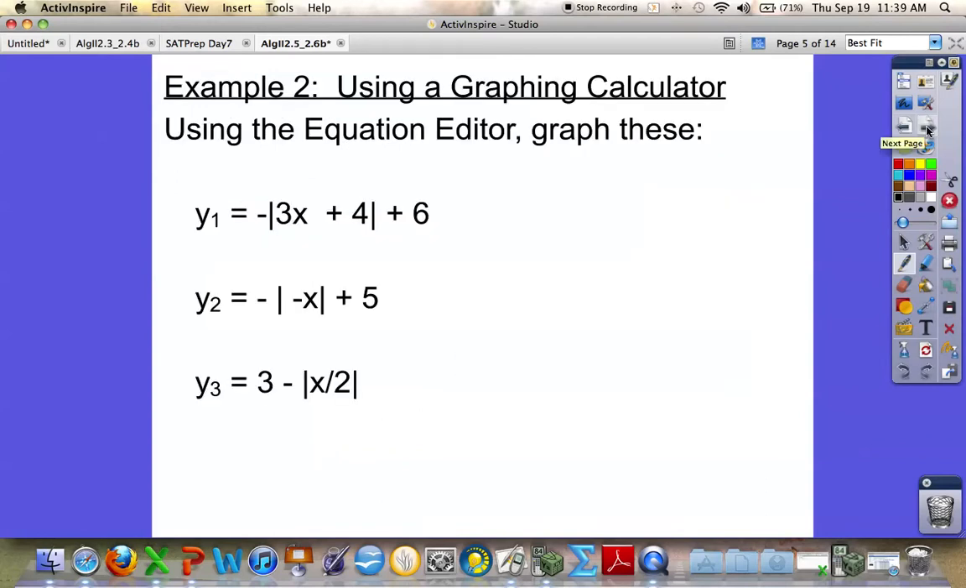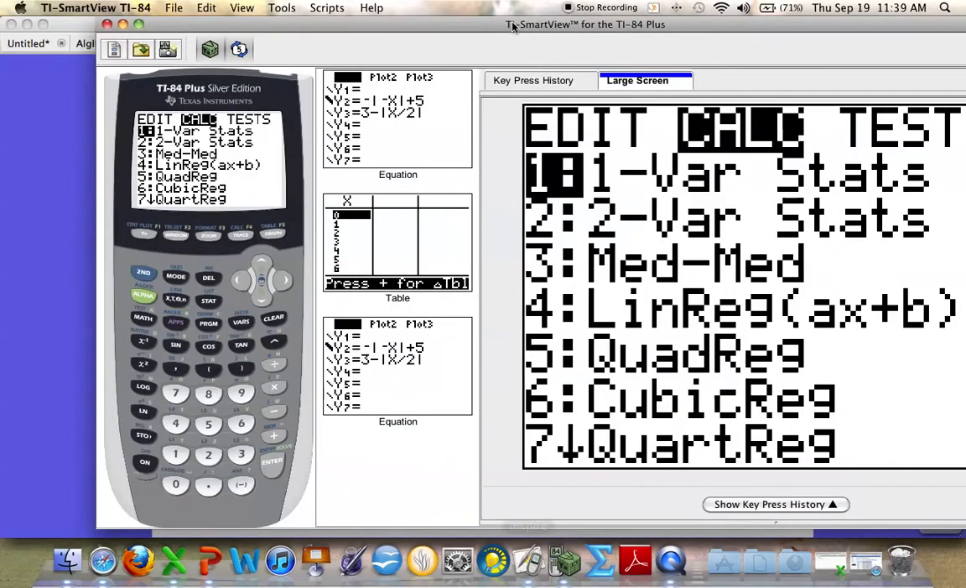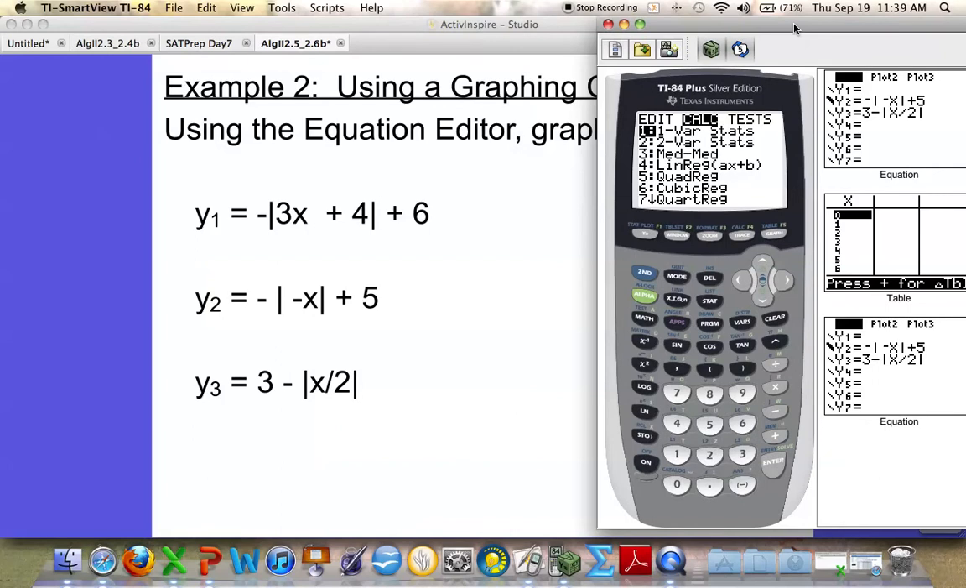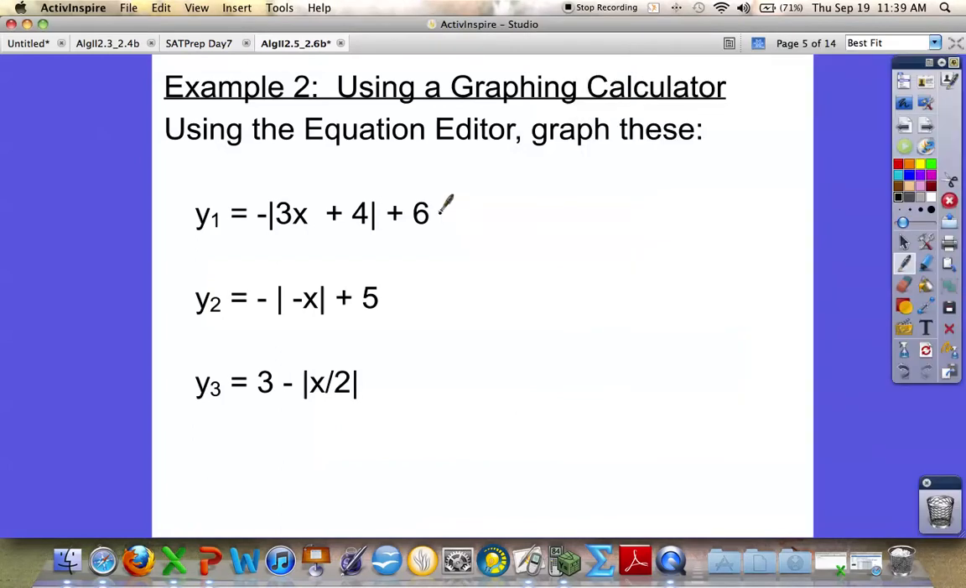Now what I want you to do is go to your calculators. I'm going to show you how you can do these in a calculator, but remember, you need to know how to do the table of values as well. So we're going to plot this first one: y equals negative absolute value of 3x plus 4, close bars, plus 6, and see what that looks like.